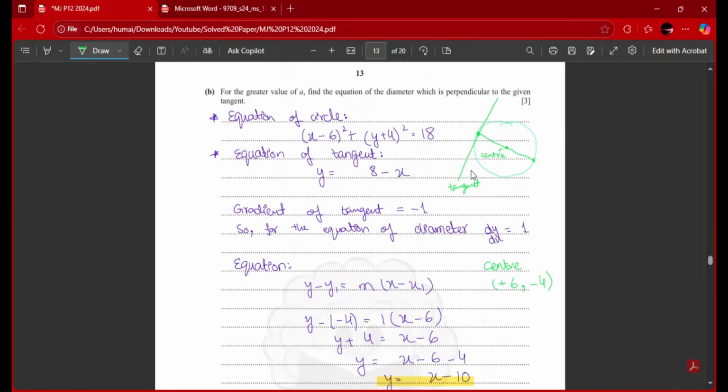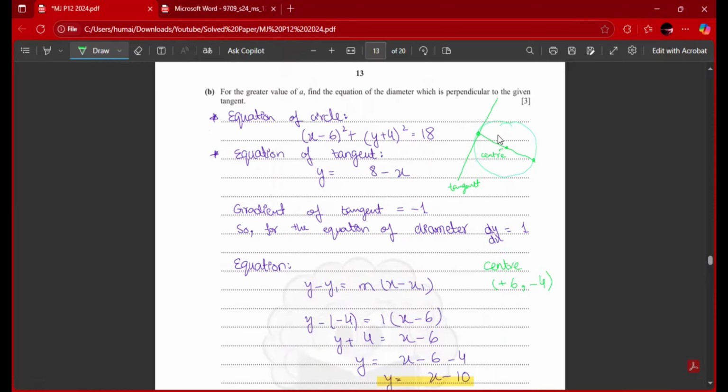We have a center, we have a tangent, and we have a diameter line. So what are they asking us? They're asking us to find the equation of the diameter that is perpendicular to the tangent. Actually, you could draw the diameter anywhere; any line that passes through the circle and touches both ends of the circle is our diameter. It could be anywhere. So we have to find a very specific line of the diameter that is also perpendicular to our tangent that is already drawn.